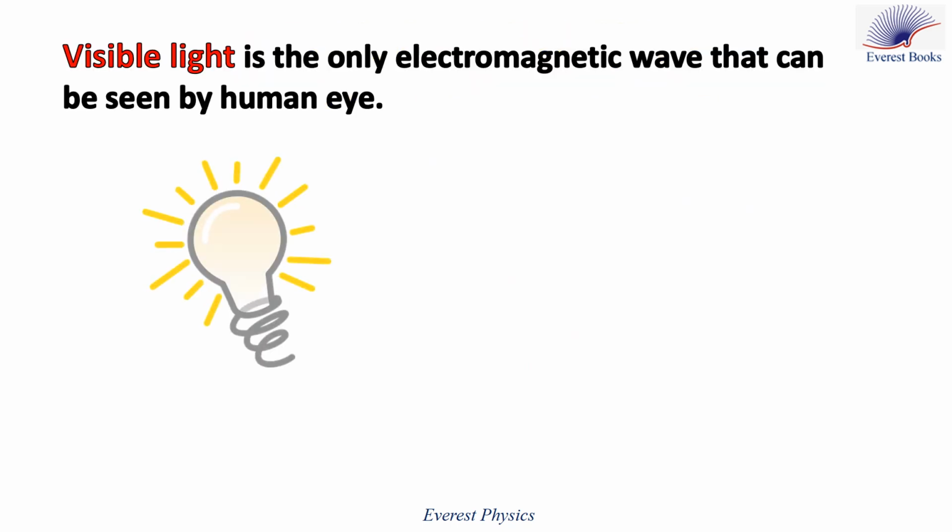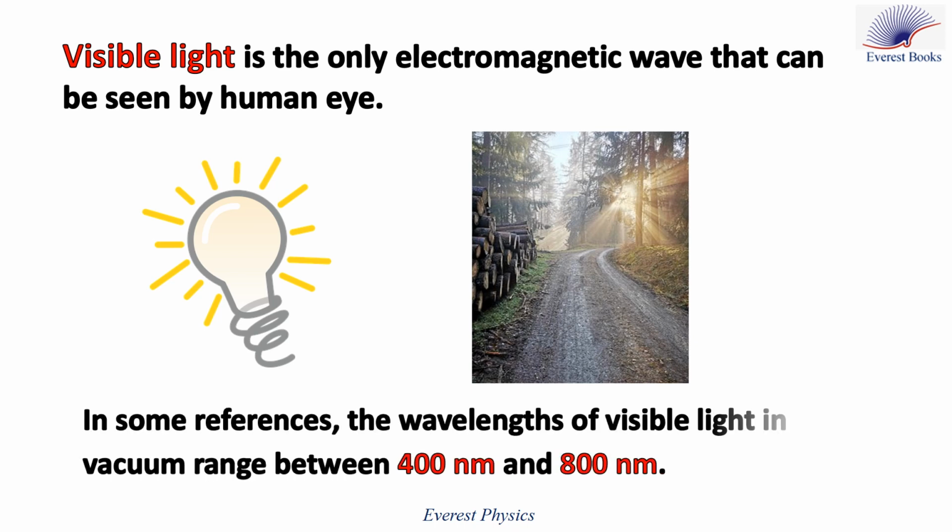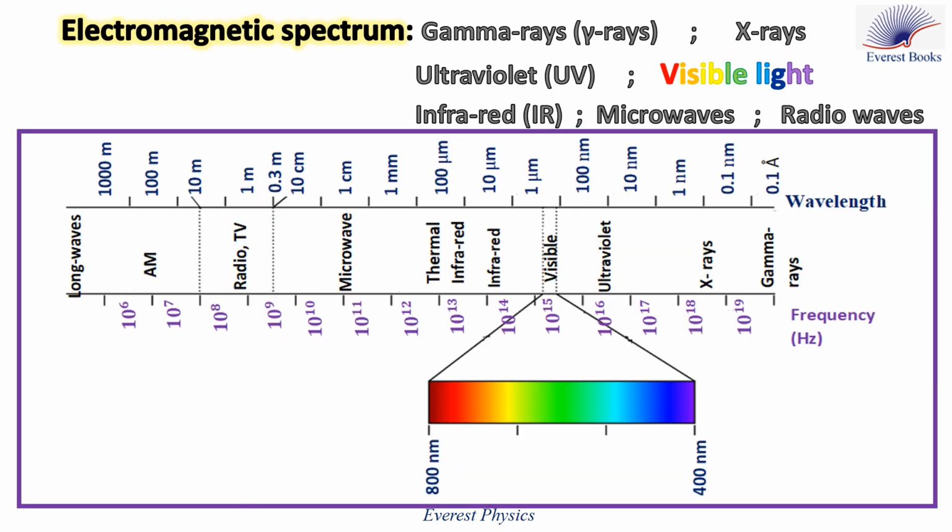Visible light is the only electromagnetic wave that can be seen by a human eye. In some references, the wavelengths of visible light in vacuum range between 400 and 800 nanometers. The electromagnetic spectrum consists of all electromagnetic waves. The various kinds of electromagnetic waves are listed in this figure.